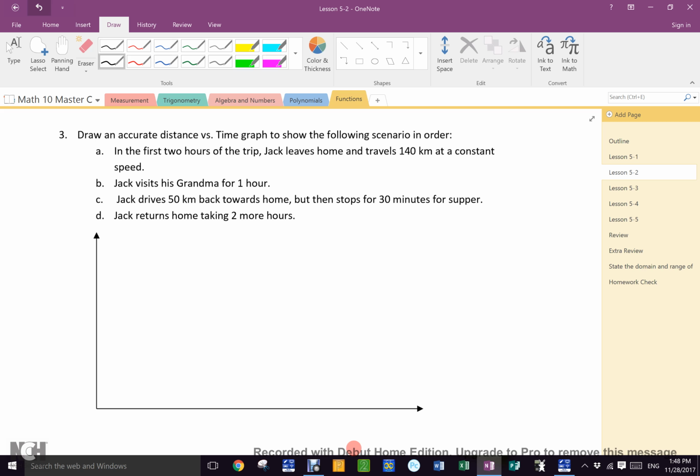I have given you nothing but axes. You will notice that these axes do not go into the negatives. There's a reason for that. Go. See if you can figure out how to do it.